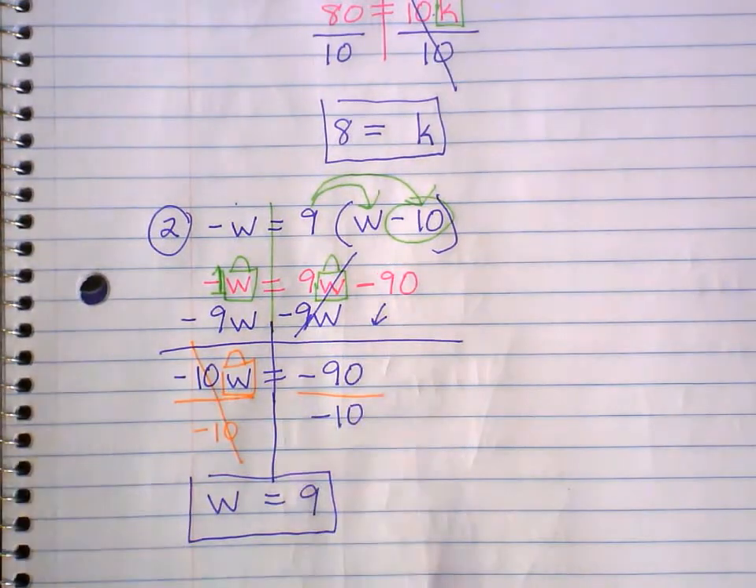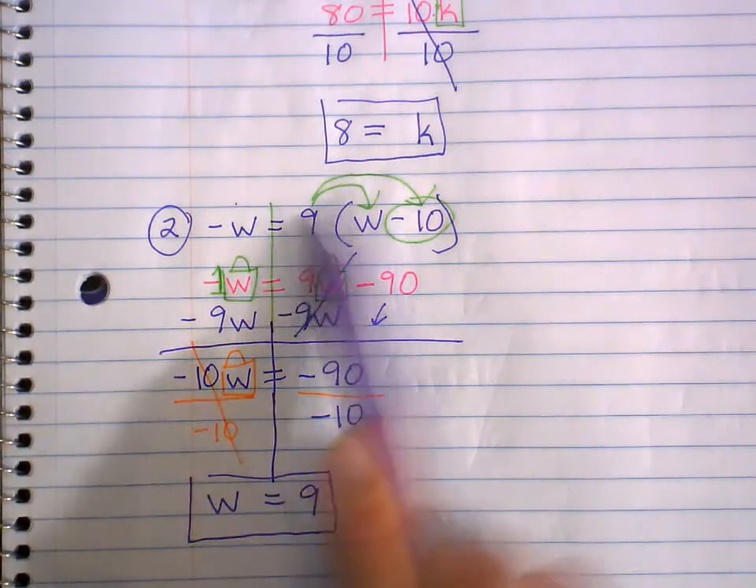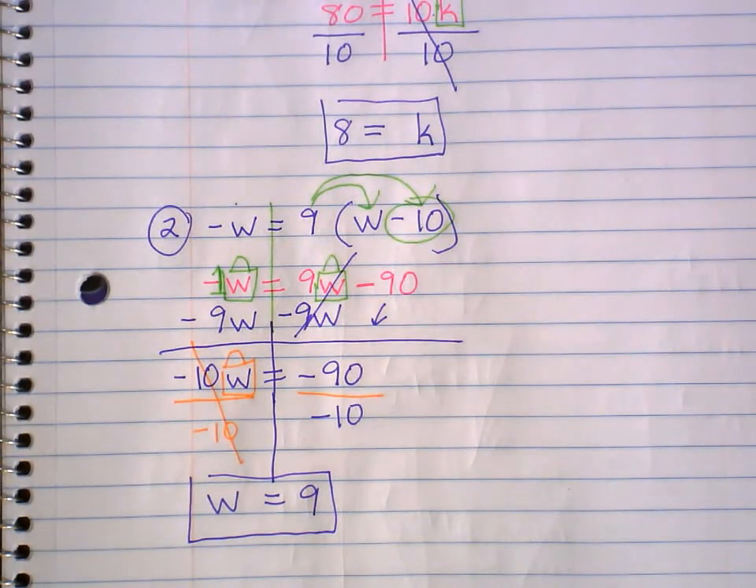So really, once you distribute at the beginning, it's just equations with variables on both sides. The only difference is now you have to distribute it first.